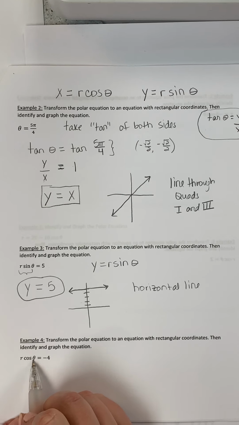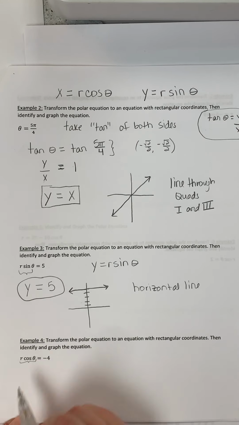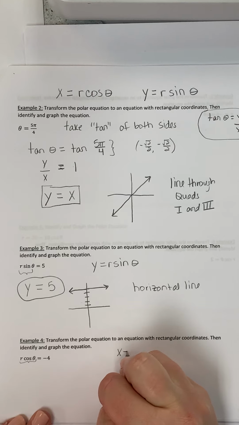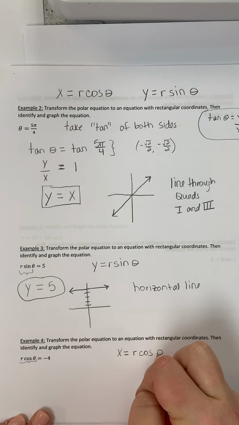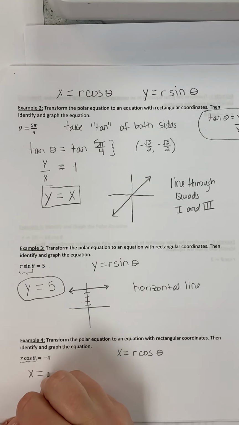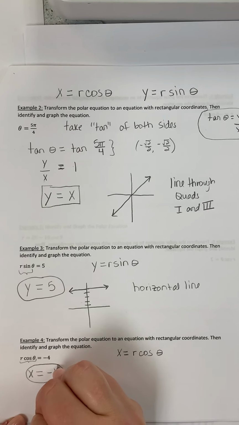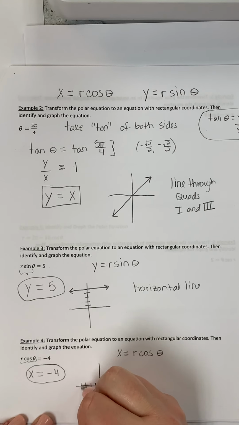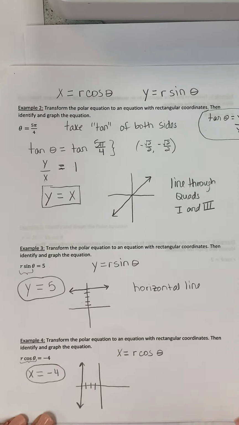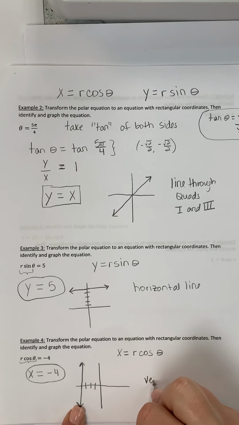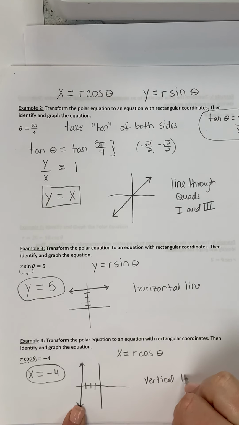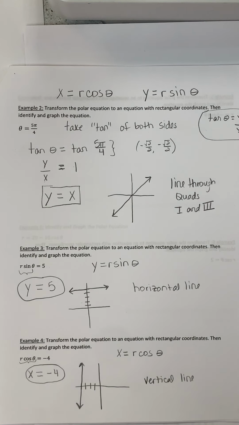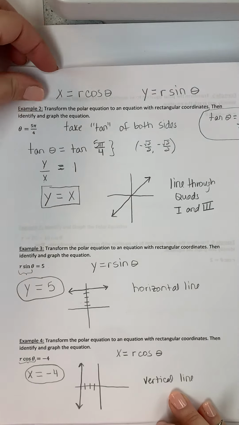Okay, along those same lines, what about example number 4? We have r cosine theta equals -4. What is r cosine theta equal to? X. There we go. We do that one little substitution. What does that look like? Oh gosh, that's not a vertical line, but pretend it is. That's supposed to be a nice little vertical line at x equals -4. All right, easy enough. Okay, let's try the next page.